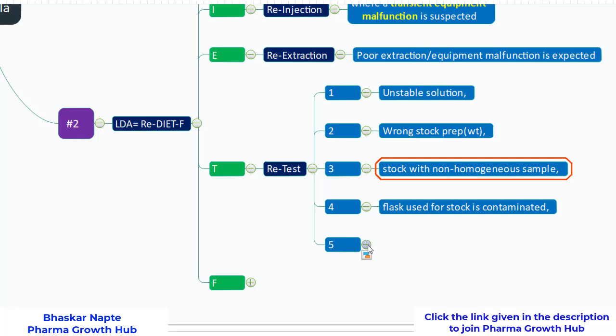And last but not least, the fifth one, use of wrong chemicals for stock preparation. So if you find that the reagents or chemicals used for preparation of the original stock solution were faulty, in that situation you are allowed to make another stock solution from the original test sample. And this is called the retesting. But remember, your original result cannot be replaced by the retesting result.